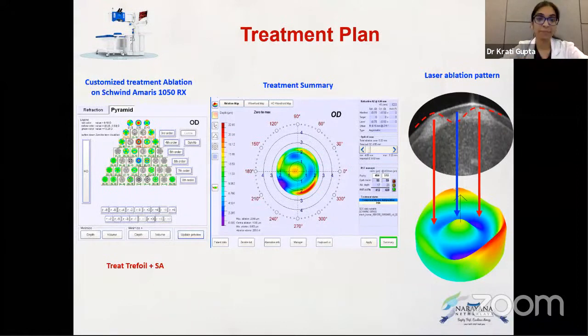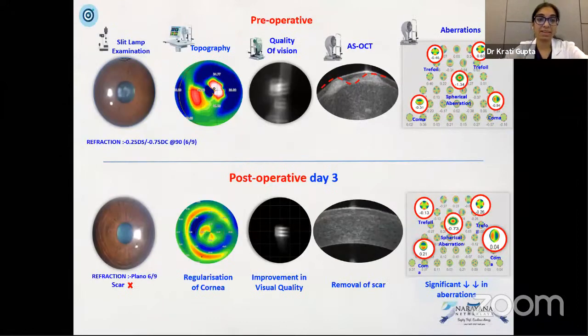The next slide, please. Post-operatively, the slit lamp examination shows that the scar has disappeared. The patient's visual acuity has improved to plano 6/9. There is regularization of the cornea on the topography. There was also improvement in the visual quality and also a significant decrease in the higher order aberrations such as the trefoil, coma, and the spherical aberration.